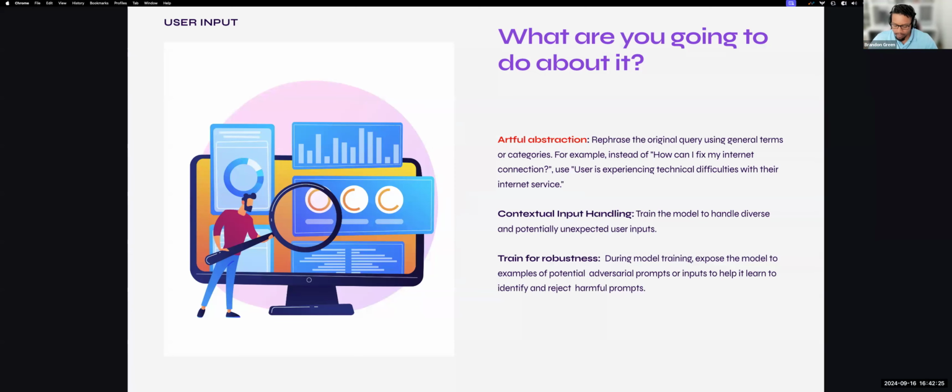So what are you going to do about it? As I mentioned, abstract things out. Don't just send their prompt directly, verbatim. So instead of, how can I fix my internet connection? Abstract it out and say, user is experiencing technical difficulties with their internet service. Perplexity AI actually does a really good job. After you type in your prompt and press enter, it shows you what it's actually going to search for, and it's not a verbatim copy of the prompt. It abstracts it out: oh, the user is looking for X, Y, and Z, versus the direct response.